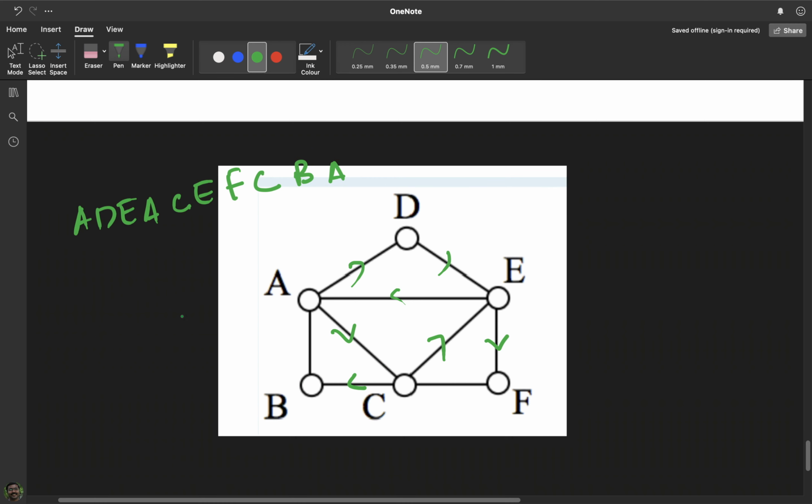Now if you look at this Euler line, in ADEA, A is being repeated two times. This portion is a circuit, so remove that from the Euler line. Now look at the next repetition. If you look here, ADEA is being repeated. Again, if you look at the next portion, what is it? CEFC. This portion is also being repeated. So this is another circuit, remove that portion. Again, if you look at the next portion, it is actually this portion.